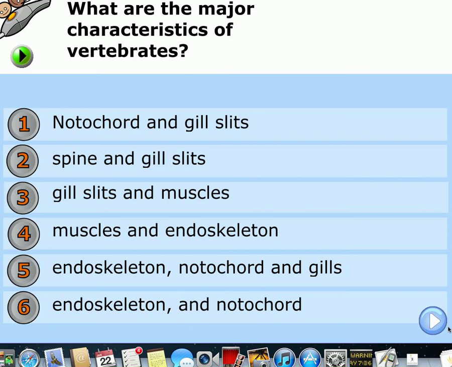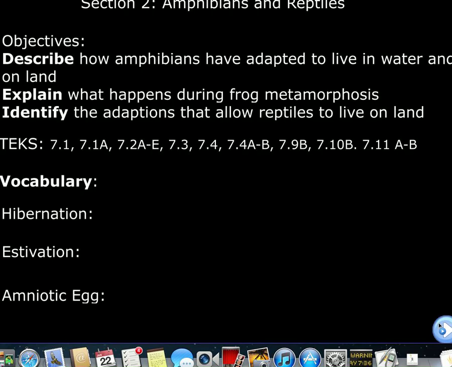Another listening check. What are the major characteristics of vertebrates? Notochord and gill slits, spine and gill slits and muscles, muscles and endoskeletons, or endoskeleton, notochord and gills, or endoskeleton and notochord. So that's it for today.